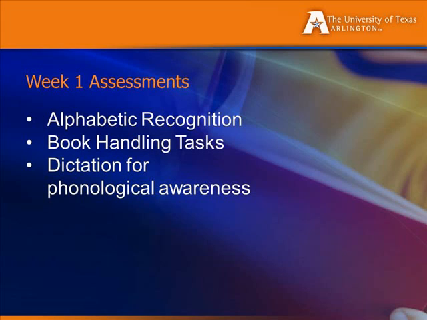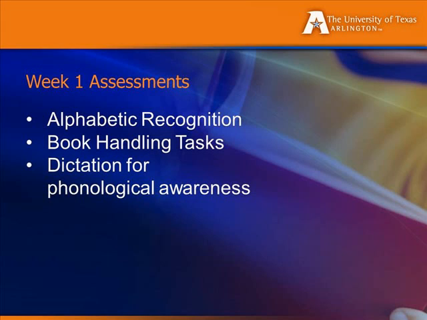Next, we are going to discuss the assessments that you will give during week 1. The alphabetic recognition assessment is found in the Emergent Literacy chapter of your textbook. Recognizing the letters of the alphabet is an important prerequisite for reading. Be sure to read the instructions in the chapter and use the grid provided for you at the end of the chapter. The book handling knowledge assessment is administered to determine if the student is familiar with such things as where to start when reading a book and the directionality of print.